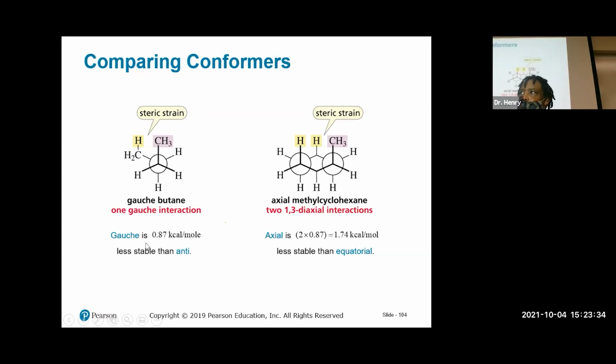So the gauche is 0.8 kilocalories per mole, and it's less stable than the anti, where the gauche butane. This guy here is the axial methylcyclohexane. Again, steric hindrance here. This guy is going to be 1.5 more than the equatorial version.